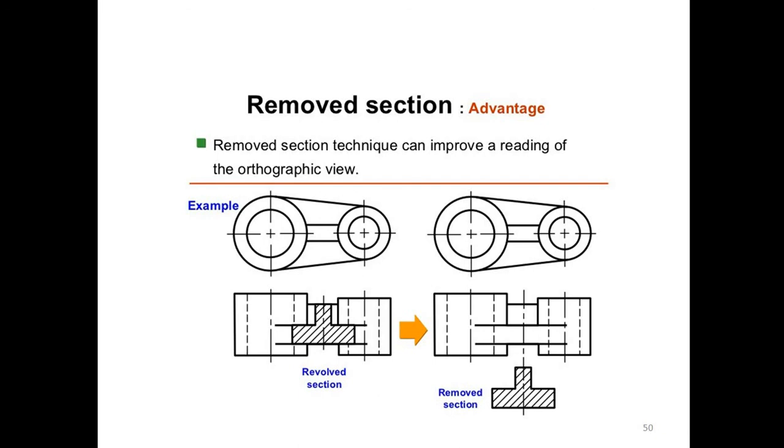So in the case of a revolved section, the sketch becomes too typical to read. But in the case of a removed section, it becomes very easy to read because the cross section of the component is drawn somewhere else. This is the main difference between a revolved section and a removed section. From this figure, we can say again that the removed section technique can improve the reading of the orthographic view.